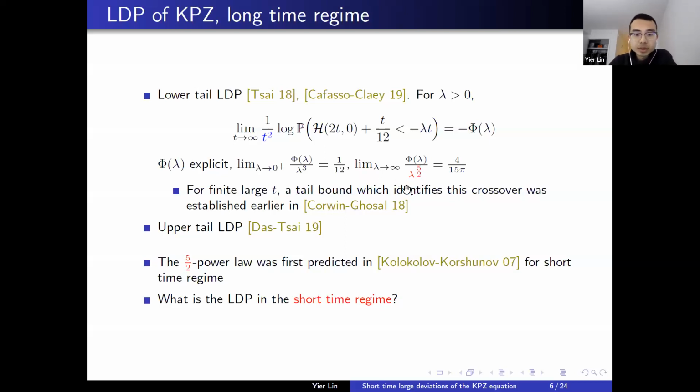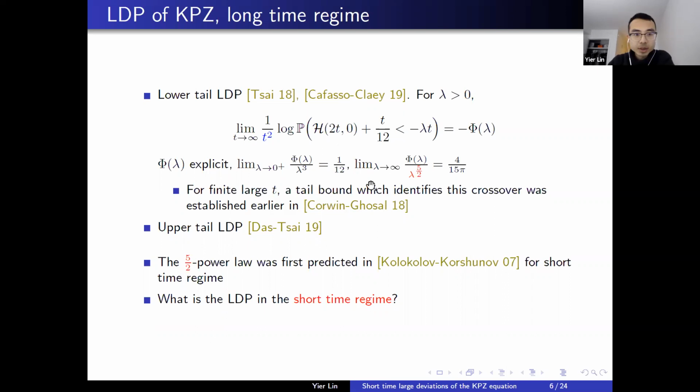I also want to mention that such a crossover from cubic power law to the 5/2 power law was actually proved earlier in the work of Ivan and Promit in 2018, where instead of looking at the large deviation regime, where t goes to infinity, they consider the time to be finite but large. They were able to establish a tail bound for this lower tail probability, which identifies such a crossover from cubic power law to the 5/2 power.